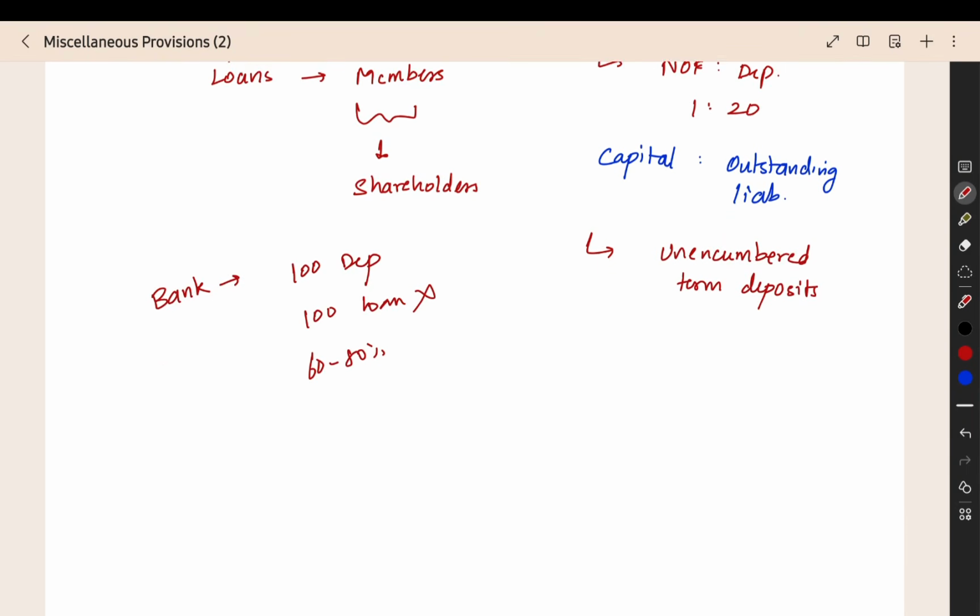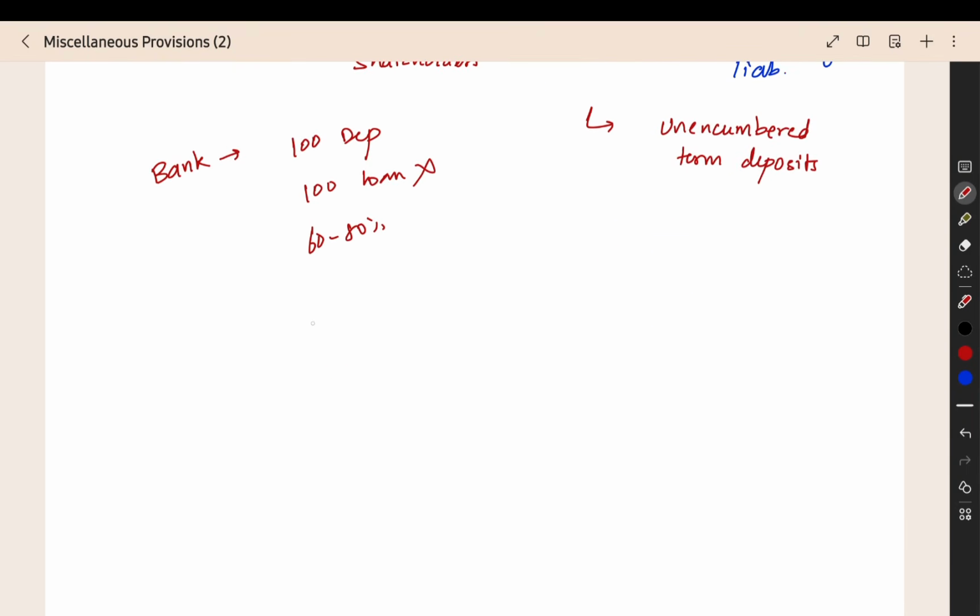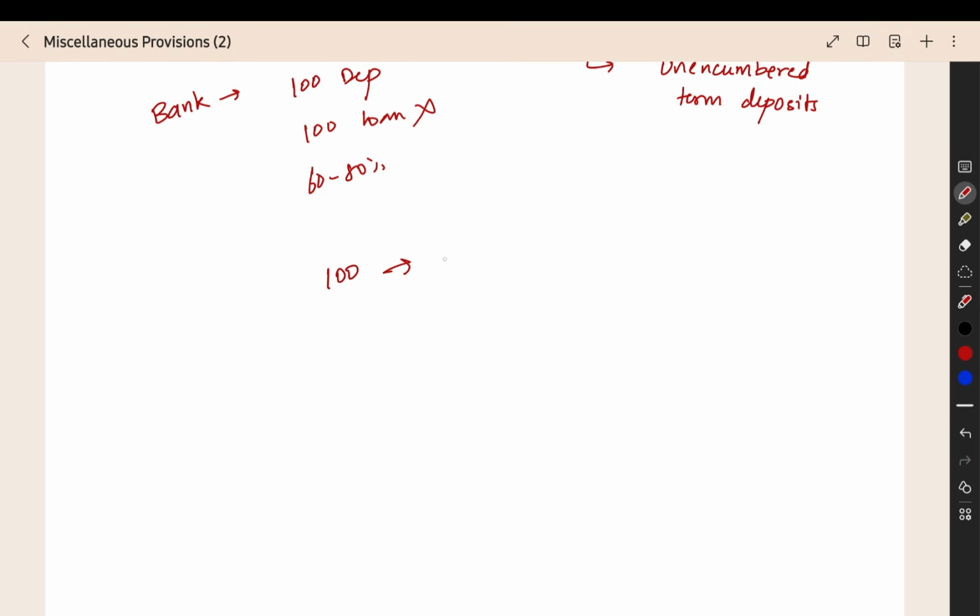Now here also we are having such a requirement. If the Nidhi company is getting a deposit of 100 rupees, it can give only some percentage as a loan outside. It should keep some percentage as unencumbered term deposit. It should keep 10 percent as the unencumbered term deposit.